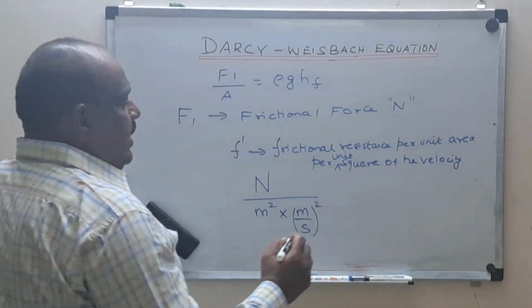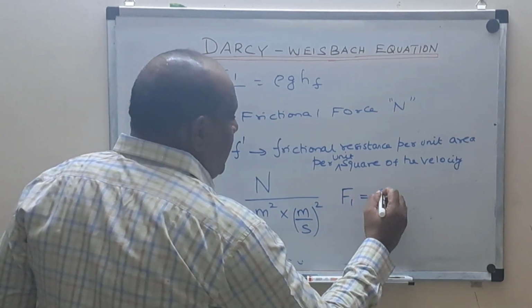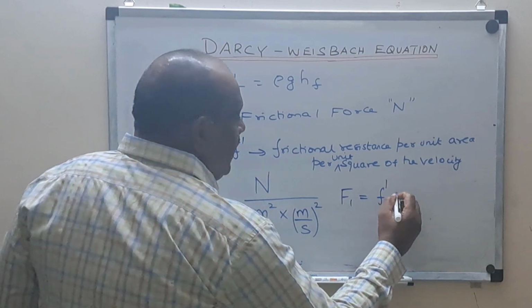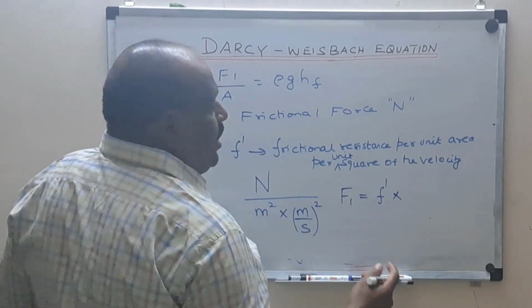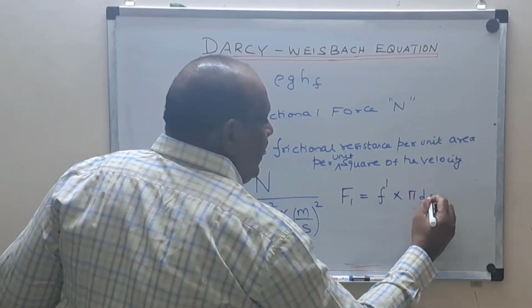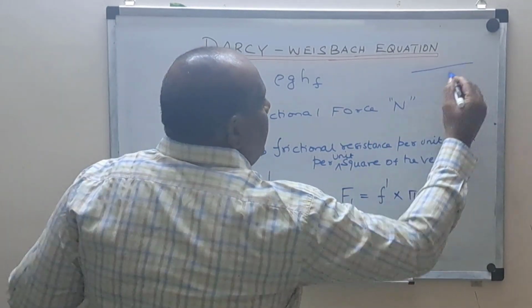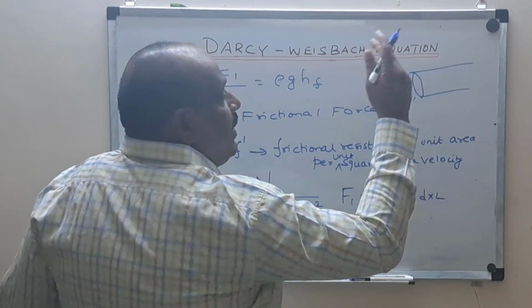So what is the formula I can write? If I want to find F1, the frictional force, it is equal to F dash into, I don't want per unit area, I want for all the area. So multiply by the area. What is the area? It is pi into d into L. What is this pi into d? My diameter, sorry, my perimeter.